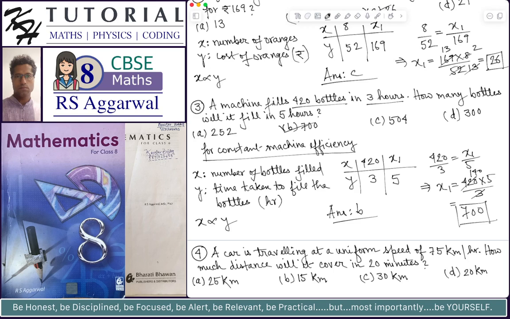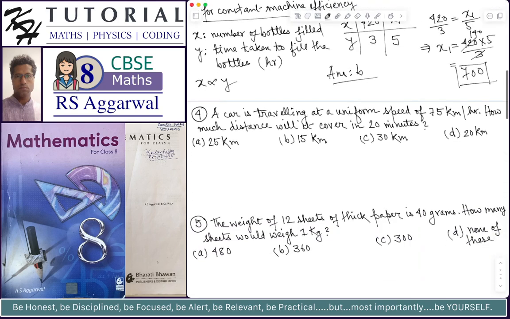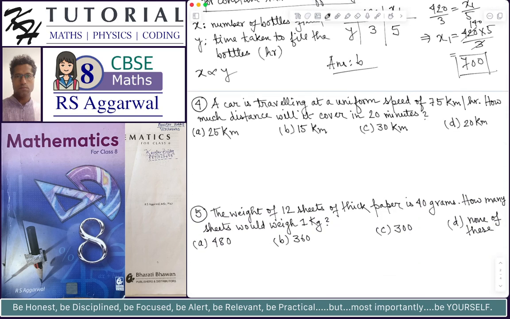Okay. Let's do problem number 4. A car is traveling at a uniform speed of 75 km per hour. How much distance will it cover in 20 minutes? Okay, so let's first identify what are the quantities involved. So, how much distance will it cover in 20 minutes? So, distance is a quantity. Time is a quantity, distance is a quantity.